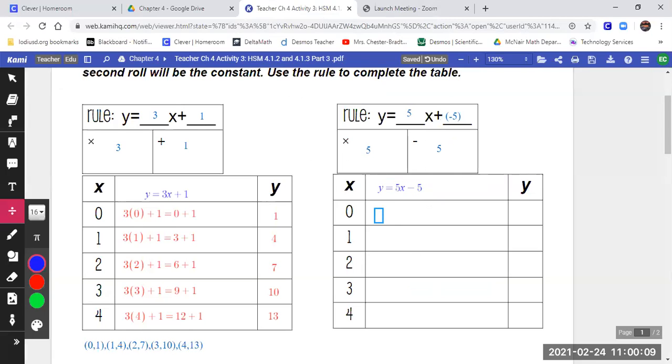So what is my work for the first row going to look like? Now that we have our rule, y equals 5x minus 5, what is our work for the first row going to look like? Yes, 5 parentheses 0 minus 5. And we're going to copy and paste that to the other 4 rows and then come back and fix it, right? Because we want to work smart, not hard.